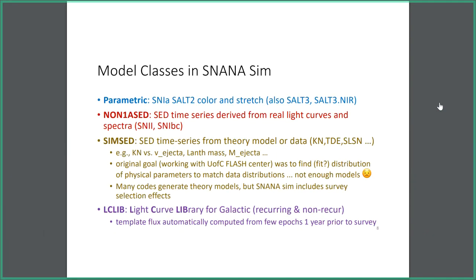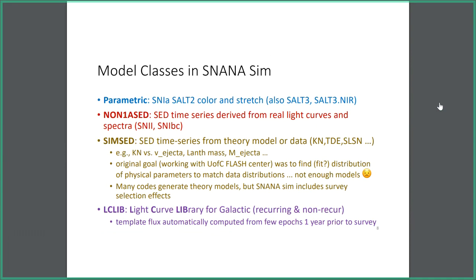So as far as the models in SNANA, there are different classes of models. I don't mean Python classes, they're like conceptual classes. So the first one is parametric, and SN Ia are really, for now, basically the only parametric model. It's well defined by its color and stretch. There's something called a non-Ia SED, which is an SED time series derived from real data. So if you have 30 or 40 very well measured core collapse light curves plus some spectra, you can kind of splice together an SED model. And Maria Vincenzi has done a lot of recent work improving these models.